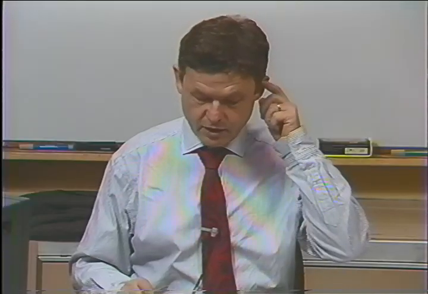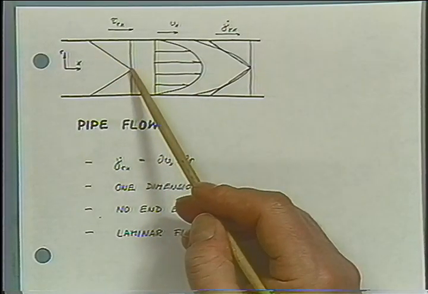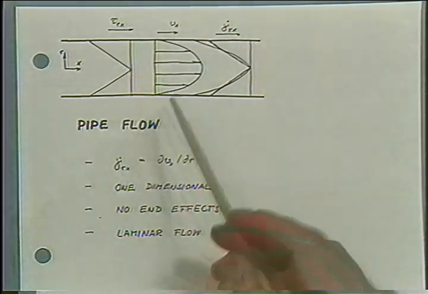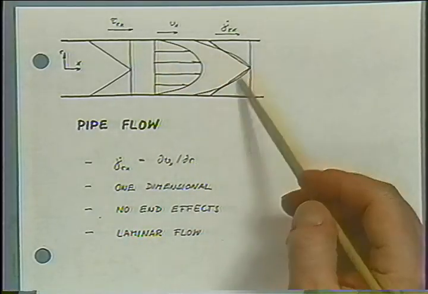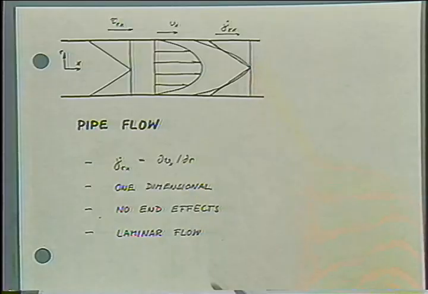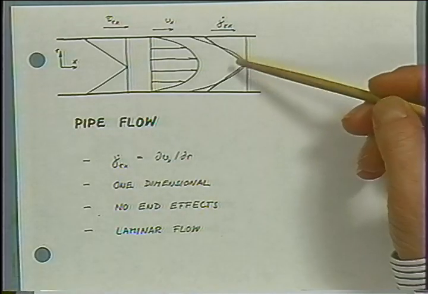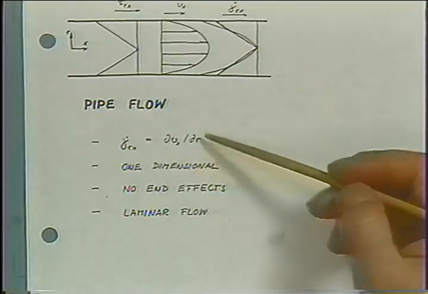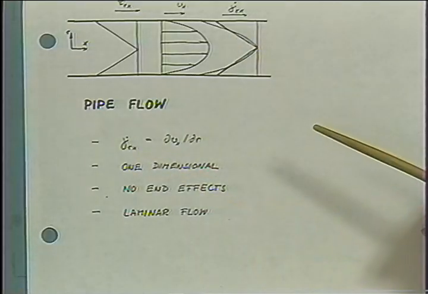And in our solution, we would look for the stress distribution in pipe flow, the shear stress as a function of the radius, the velocity distribution, and also the distribution of shear rates as a function of the radius. The flow is described by the following. We would use the velocity gradient in radial direction. That's the shear rate. That's the parameter.